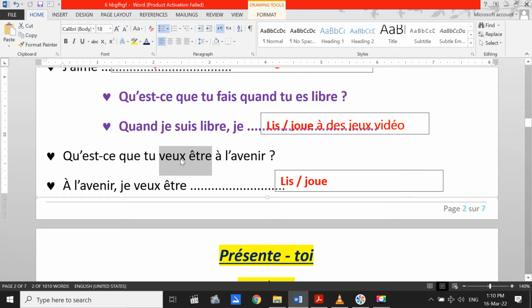Je veux être, I want to be, à l'avenir. À l'avenir in the future. It can be à l'avenir or au futur. In the future or à l'avenir, it means in the days to come or the years to come. À l'avenir, je veux être.